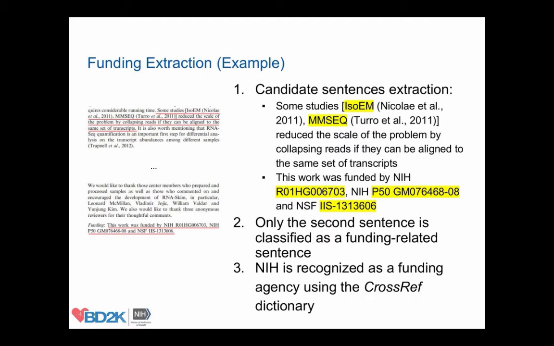So here's an example. So here are two sentences, and they both contain these alphanumeric strings that don't exist in the English dictionary. So they would both be analyzed. But only the second sentence there mentions NIH, which we identified as a funding agency, and includes the words "was funded by," which clearly describes the funding.